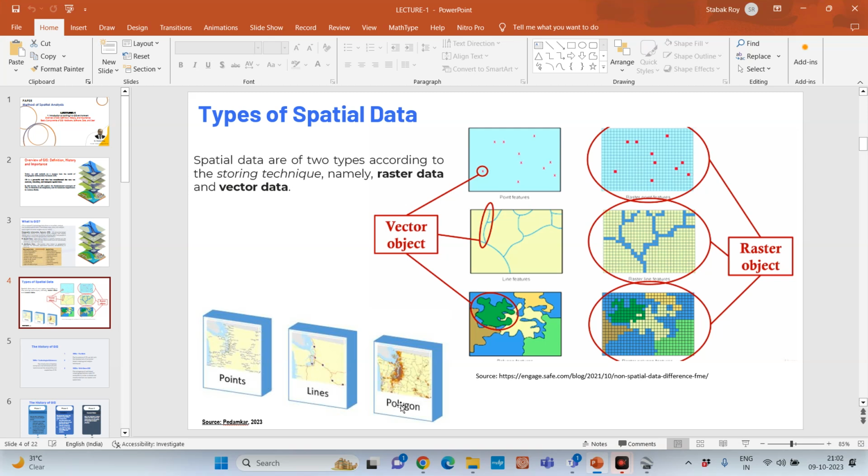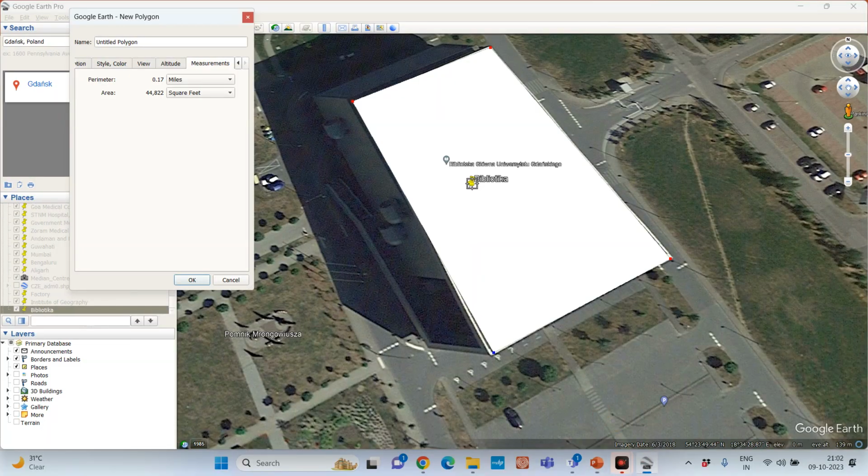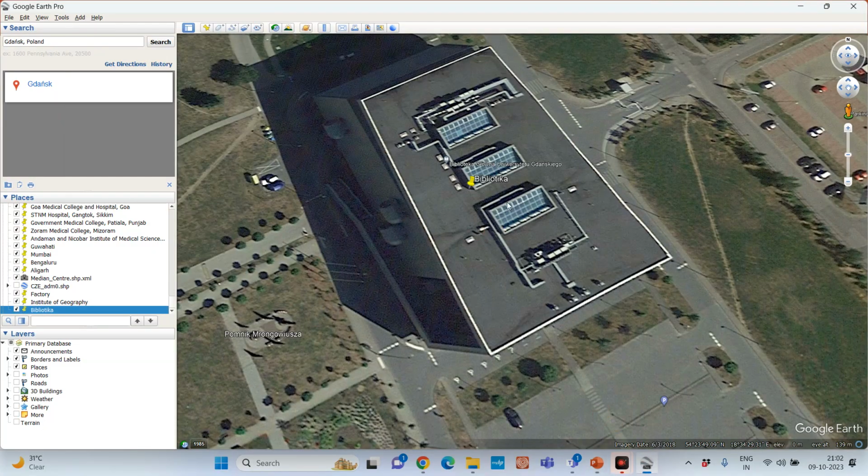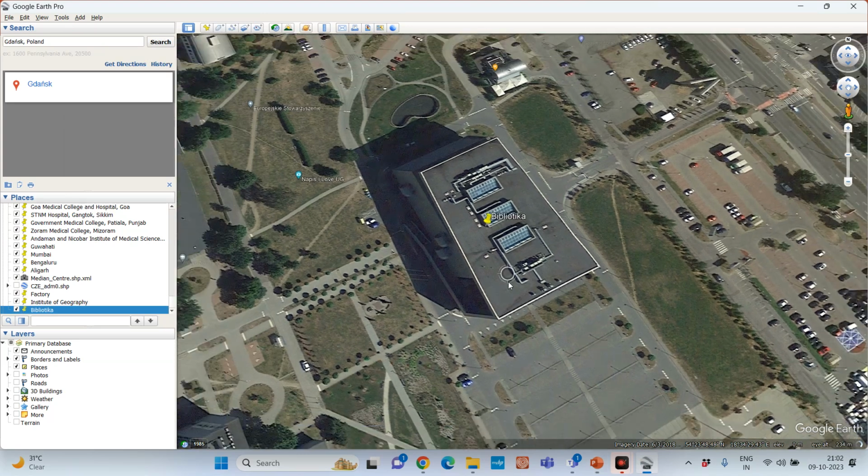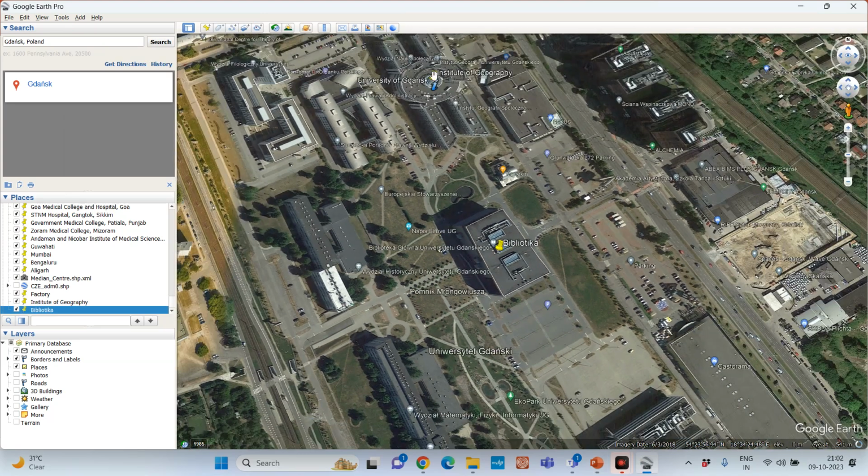This part you told us about vector objects, right? Yes. Vector objects are divided into three parts: point, line, and polygon. So I gave you the demonstration of the point. What is a point? If you consider this building as a point, like this building, it might be a point.